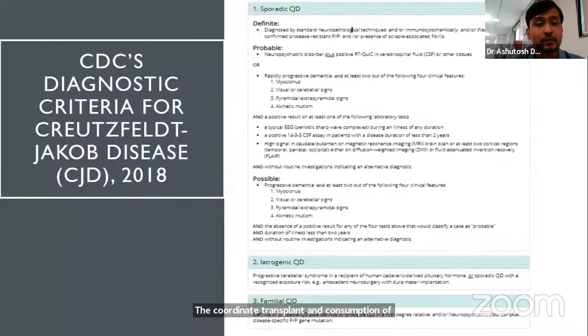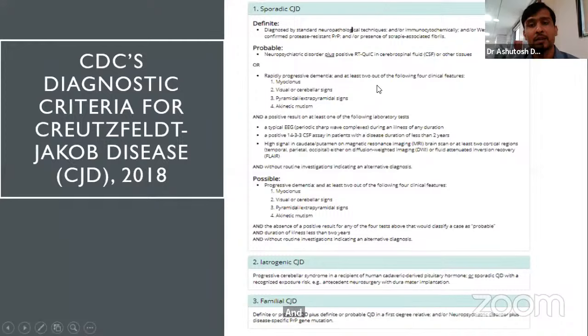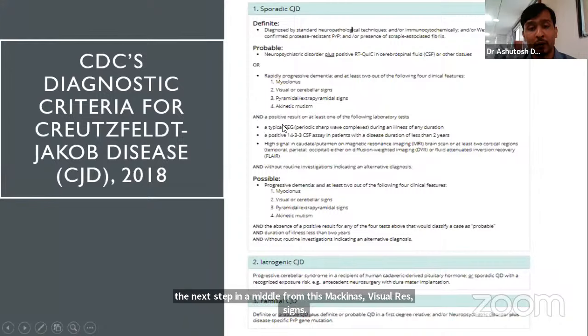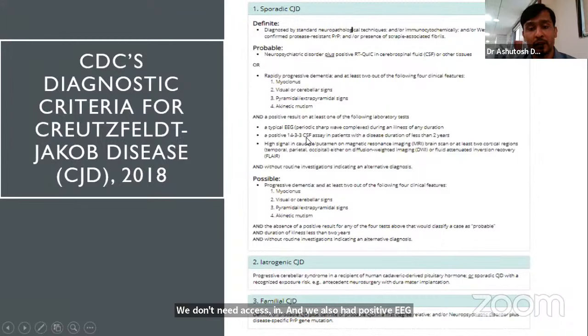These are the CDC diagnostic criteria for CJD published in 2018. For definite, neuropathological confirmation is required. For probable, neuropsychiatric disorder plus positive RT-QuIC test in CSF or other tissue. In our case, we had a rapidly progressive dementia, and two of the following: visual symptoms and extrapyramidal signs, myoclonus, visual or cerebellar signs, pyramidal or extrapyramidal signs, or akinetic mutism. And we also had a positive EEG as well as MRI. Another test is 14-3-3 from CSF, which can be done, but we couldn't do it. And we had ruled out all the alternative diagnoses.